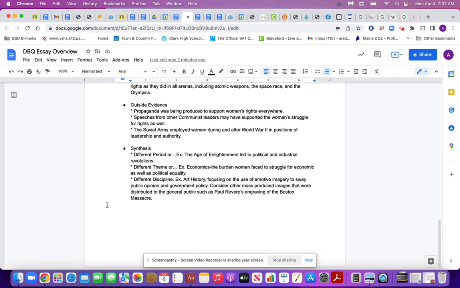For a different period, we thought about the Age of Enlightenment leading to political and industrial revolutions, much the same way that communism led to an increase in women's rights. A different theme, there were many different themes listed, but one we talked about in class was economics and the burden women face to struggle for economic as well as political equality. And a different discipline, I just threw in art history, focusing on the use of emotive imagery to sway public opinion and government policy, much like the poster that came from the Cultural Revolution in China in the 1960s, among the documents that you worked with.